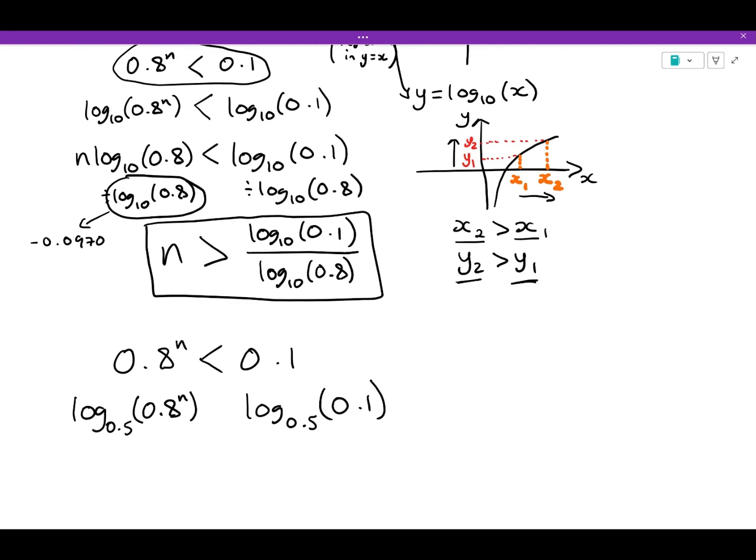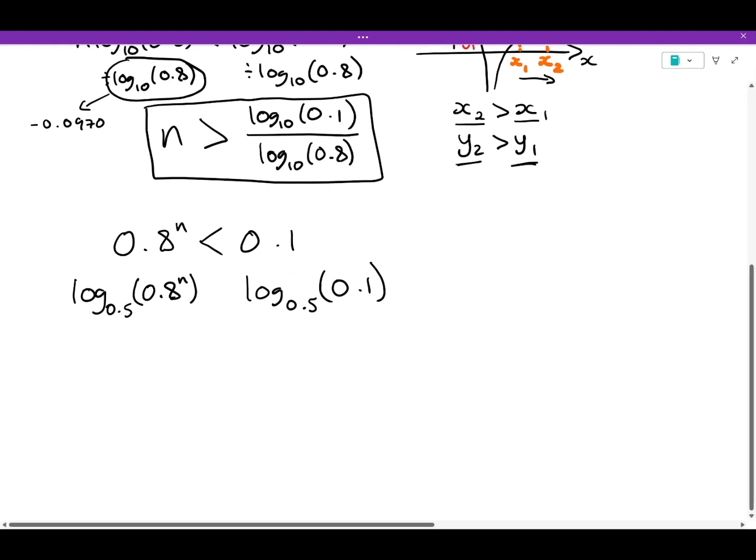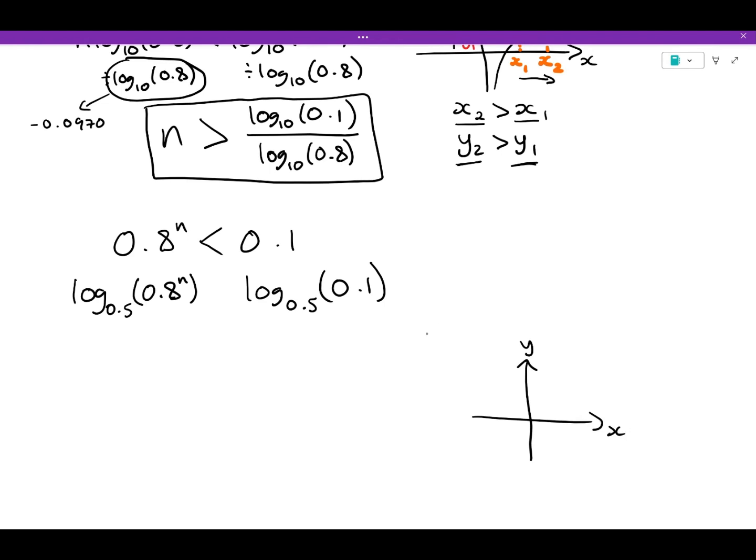And then we have to ask ourselves again, which way is the inequality symbol going to go? Now, in this scenario, what I've changed up is we now have the base being smaller than 1. So that's going to be important for my graphs that I'm going to end up drawing out. So at the bottom here, I am going to end up drawing the graph of y equals log base 0.5 of x. So that's what I'm going to draw at the bottom.